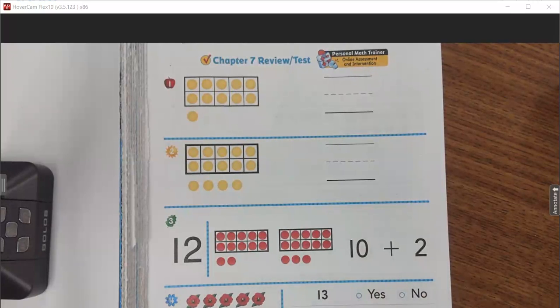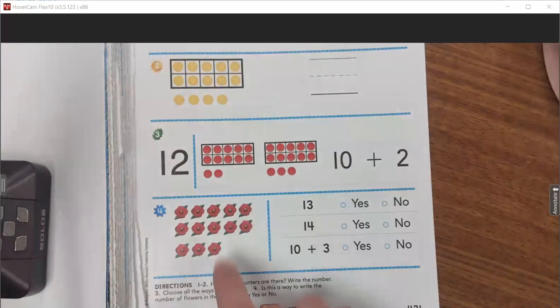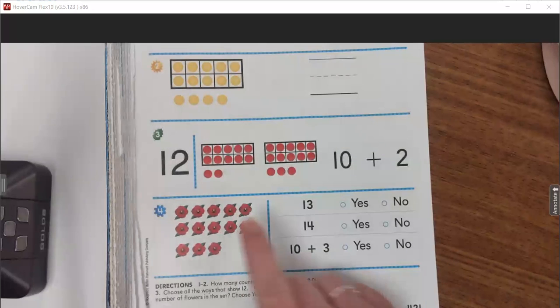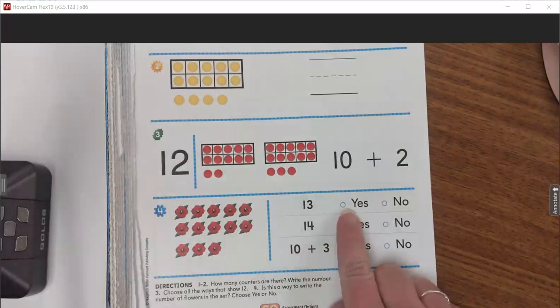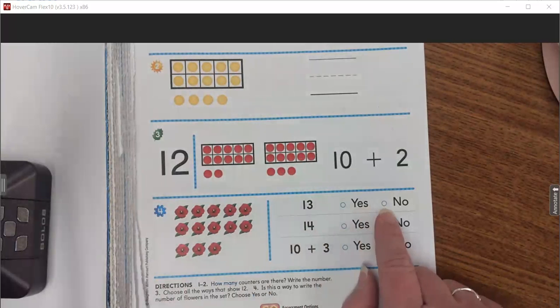Okay, number 4, you're going to count how many flowers there are. And then if this is a way to show how many flowers there are, yes. Let me scoot it down. There we go. So count how many flowers there are. If there's 13 flowers, you're going to circle yes. If there's not 13 flowers, you're going to circle no or fill in no.